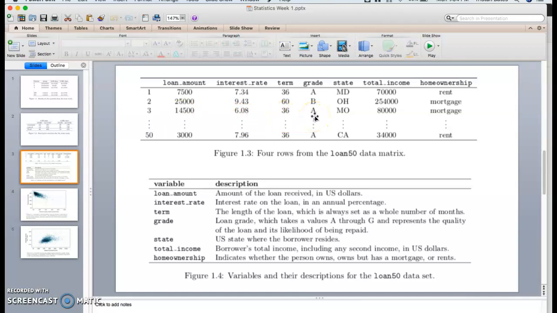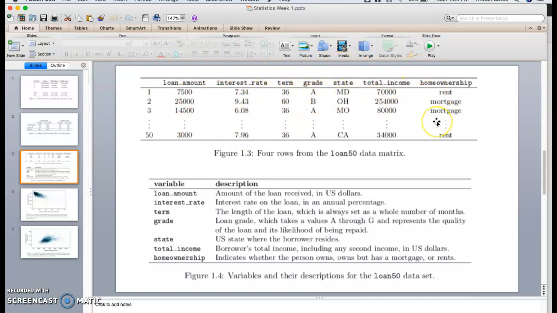And then it's a grade A loan. So grade A through G represents the quality of the loan and its likelihood of being repaid. The state it's in, the total income of the people is $80,000 a year, and they have a mortgage. So we can see all of this information here. As I said, the rows are the individual cases. The columns here represent the different variables.